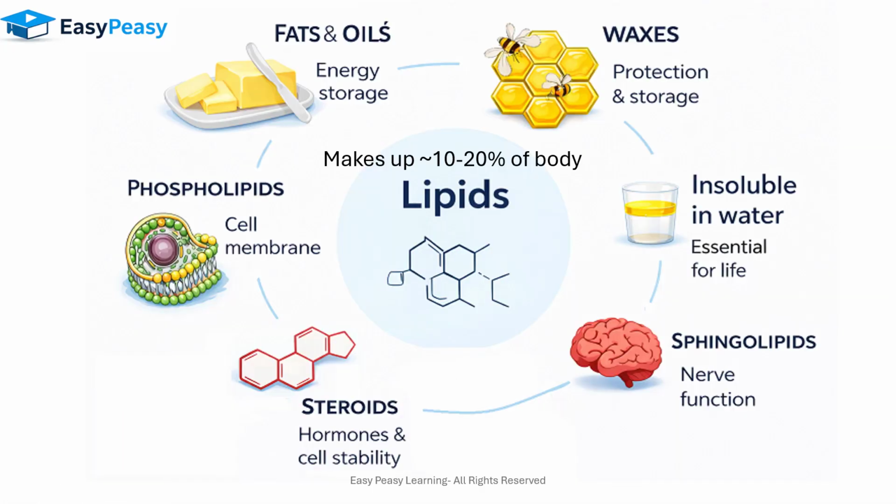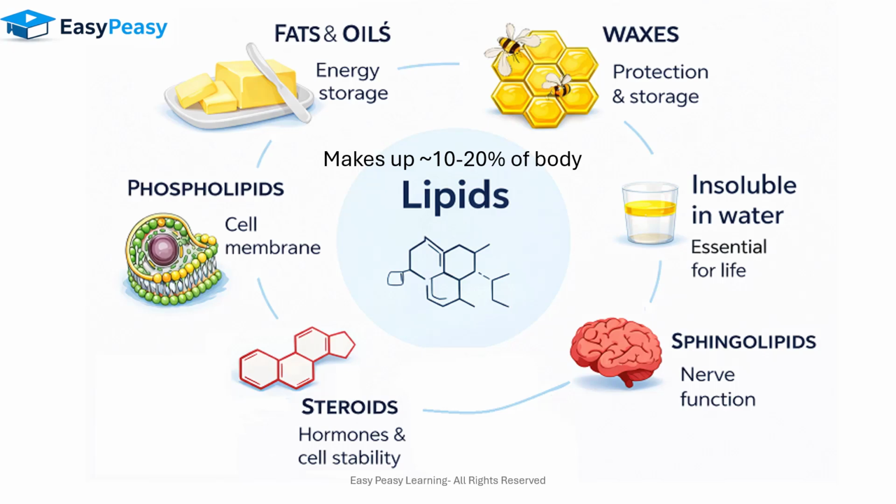Lipids make 10 to 20% of our body weight, and they are present in various different types. For example, in the form of fats and oils, it stores energy. In the form of waxes, it helps in protection and storage. They are insoluble in water, so they are essential for life as well. In the form of sphingolipid, they help in nerve function. In the form of steroids, they help in hormones and cell stability. And as we said before, in the form of phospholipid, it will make the cell membrane of the cell.